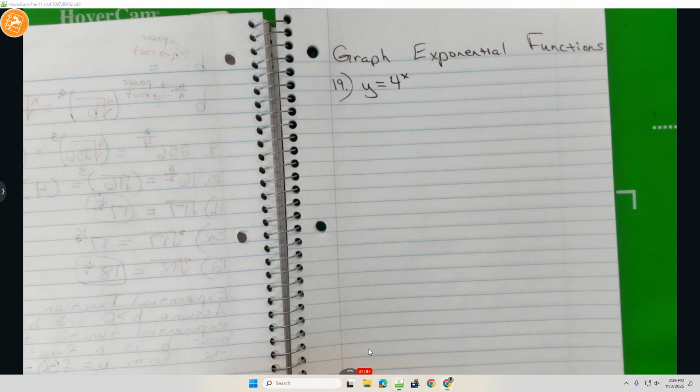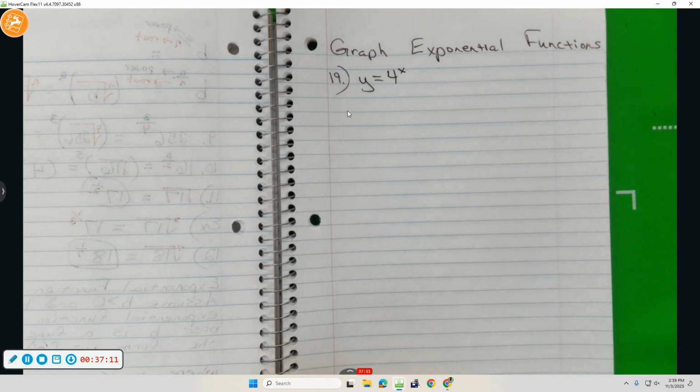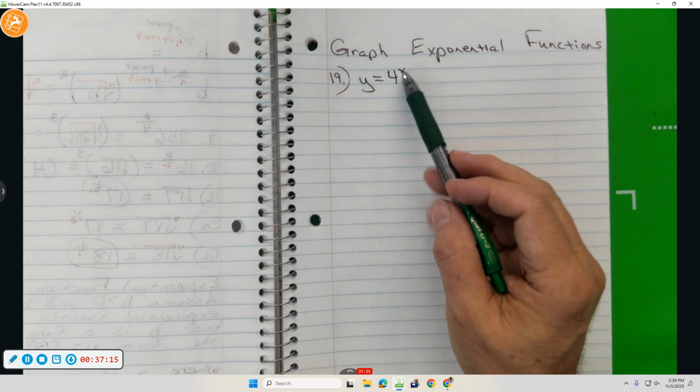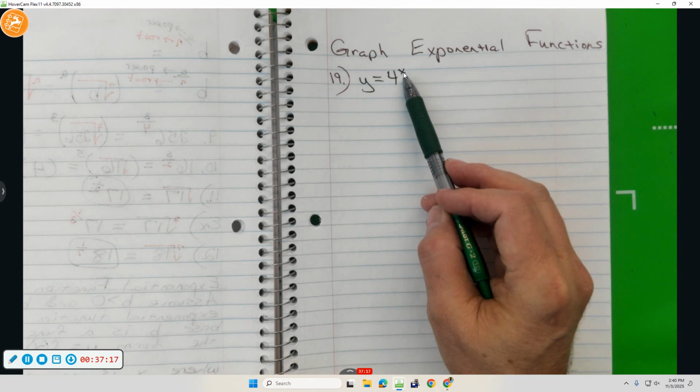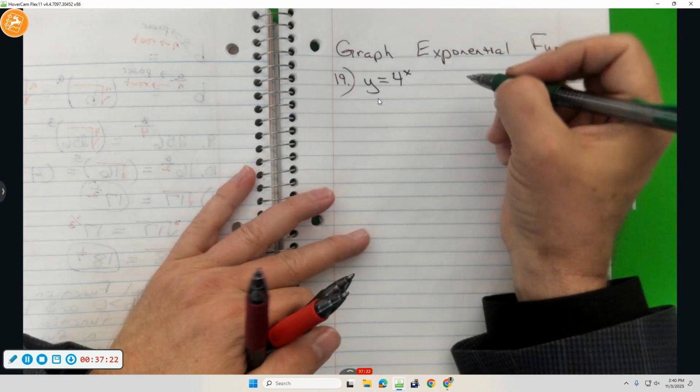Now, you've never worked with exponential expressions before. I'm assuming most of y'all have not seen expressions where the variables are in the exponent. Am I right? Yes? Okay. We're going to make a table of values.